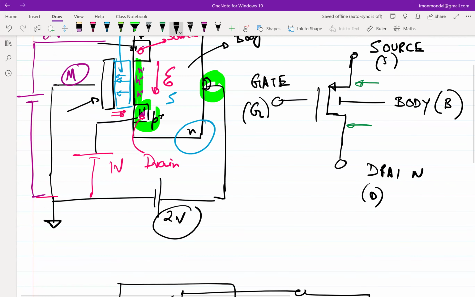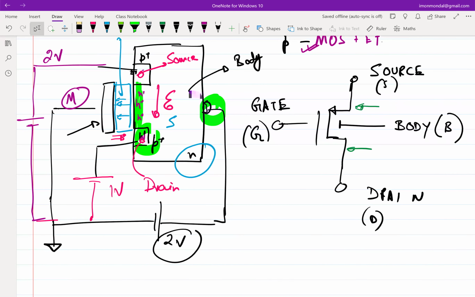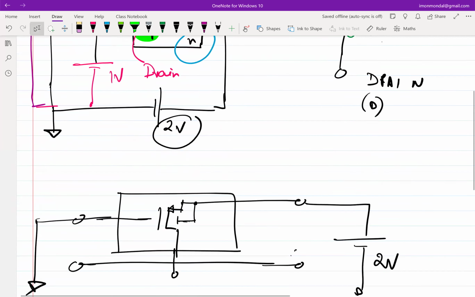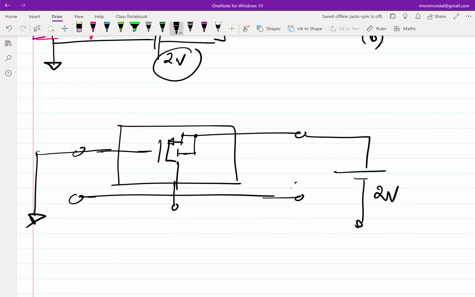What is body? Body is connected to the battery. Let's assume the battery is 2 volt. We are just establishing something, right? So let's say battery is also connected to 2 volt. Short it like this instead of dragging it all the way around. What about the drain? In this case, drain is connected to 1 volt. So let's connect the drain terminal to 1 volt. So let's continue, have a continuity of ground.